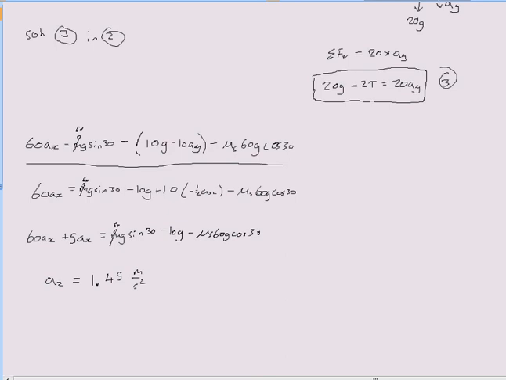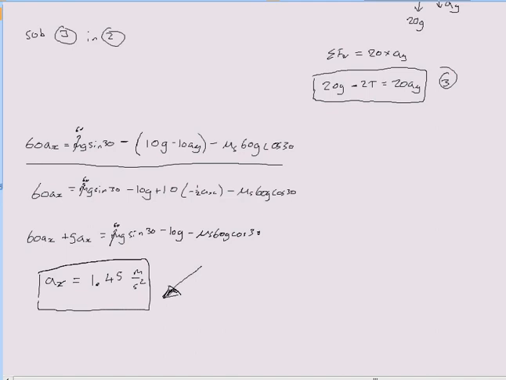ax is going to be equal to this, and we've denoted ax, remember, as being downhill because we knew it was traveling downhill. So that's going to be the acceleration of our 60 kilogram block down the hill. It's traveling at 1.45 meters per second squared down the hill.